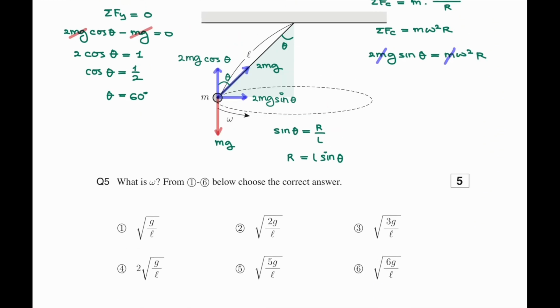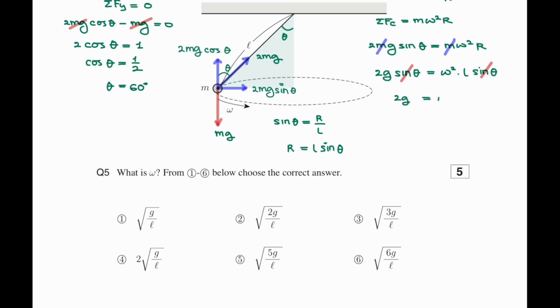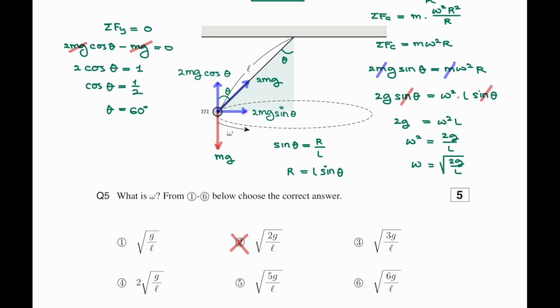If I substitute it here, I will get 2g sin theta is equal to omega square times L sin theta. After I substitute it, I just realized that sin theta will cancel out, so we do not need this one. Then I will get 2g equals omega square L. Then omega square is equal to 2g over L. That means omega is equal to the square root of 2g over L. Then my final answer is number 2. This is the answer for question number 5.